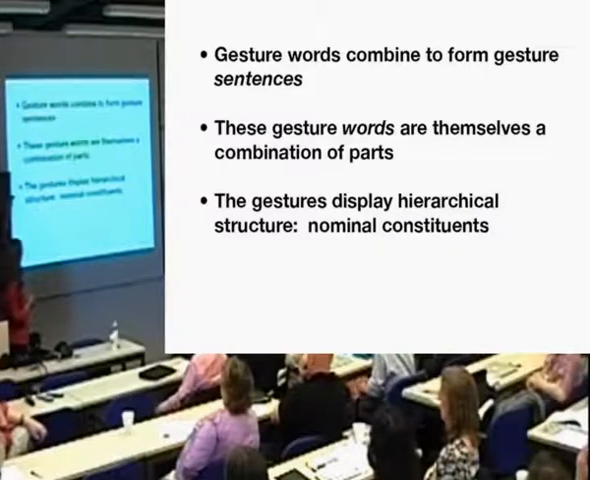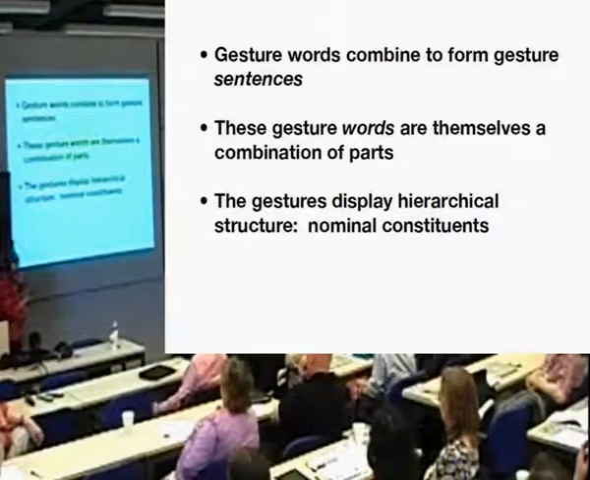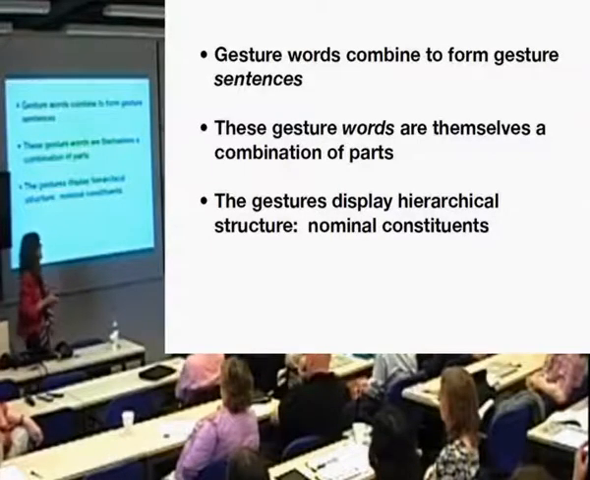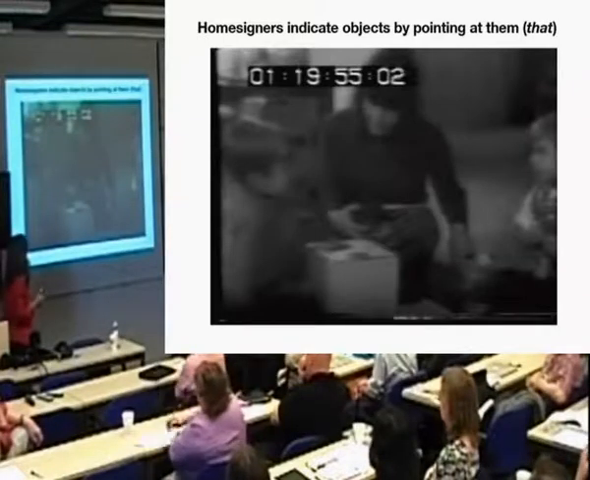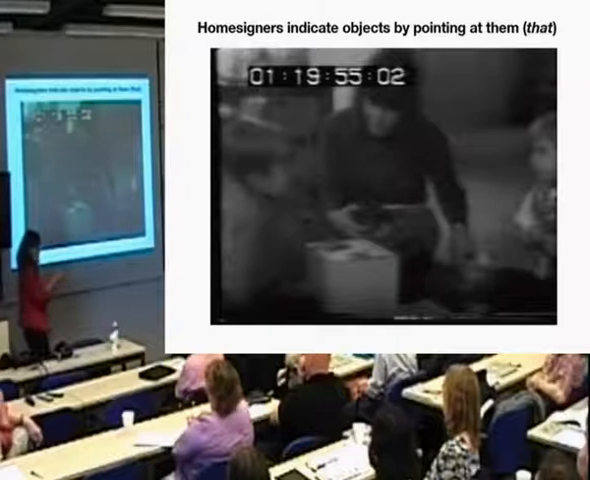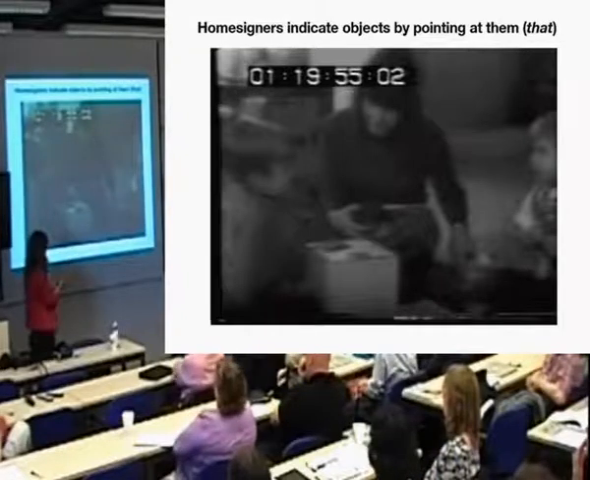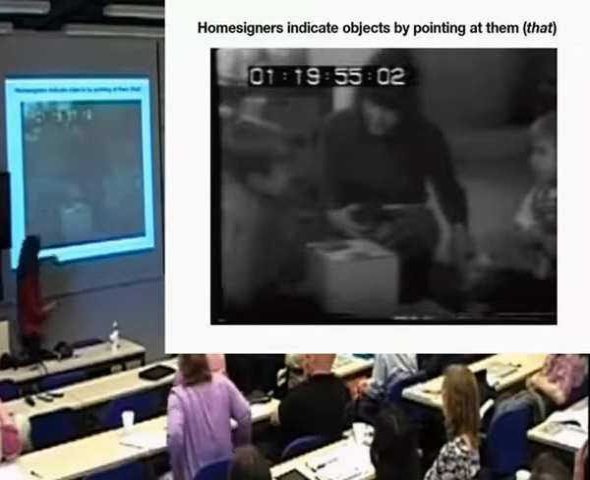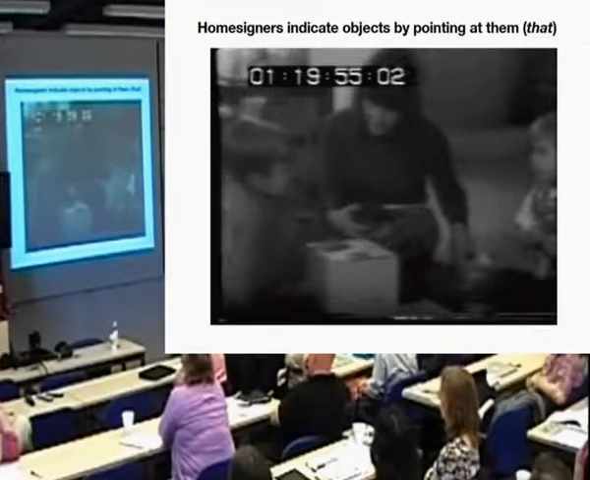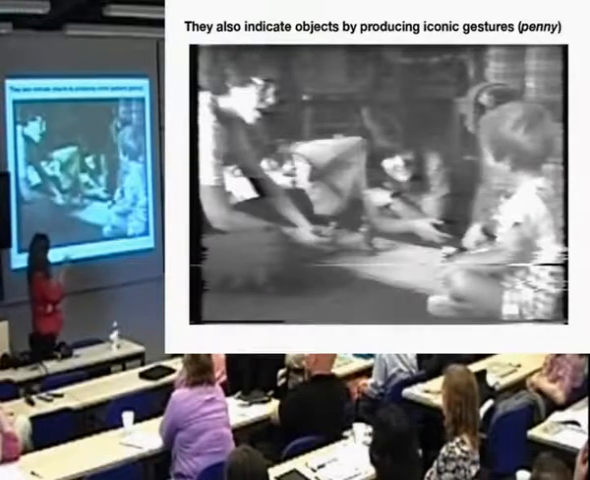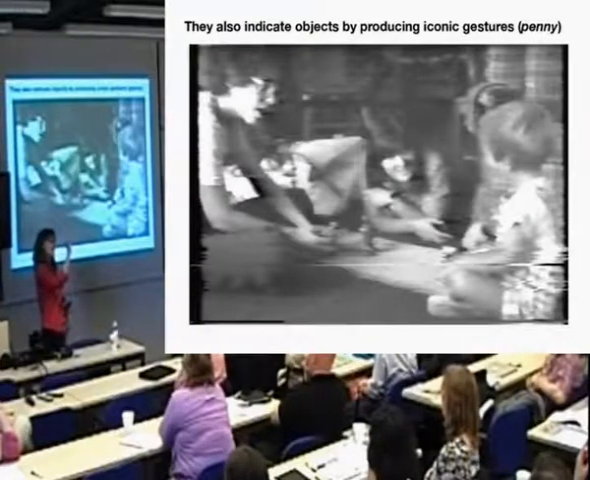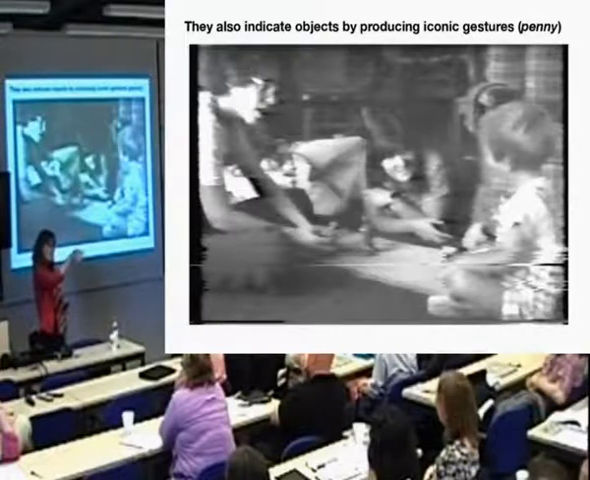Okay, so we have words combined to form gesture sentences. These gesture words are themselves a combination of parts. And I want to spend a little bit of time trying to convince you that the gestures display hierarchical structure. They have what might be called a nominal constituent. Initially, when the kid wants an object, he points at a particular object and gives a give gesture. That's the first way to indicate objects: just points. But after a little bit of time, a year or two, the children start using gestures to represent objects. So in this case, he's using a circle handshake to represent the penny.